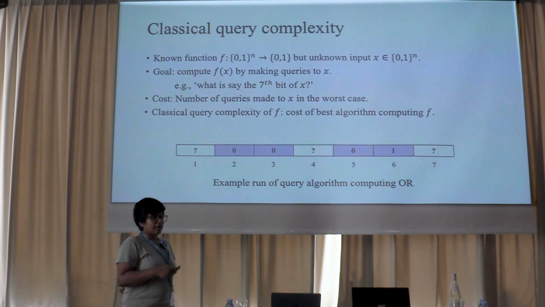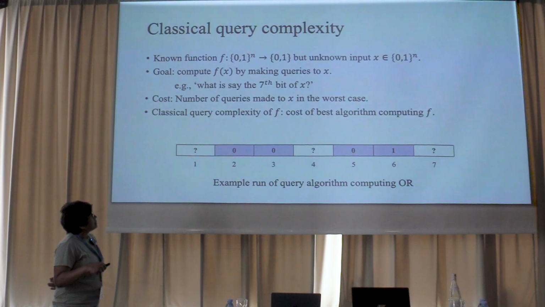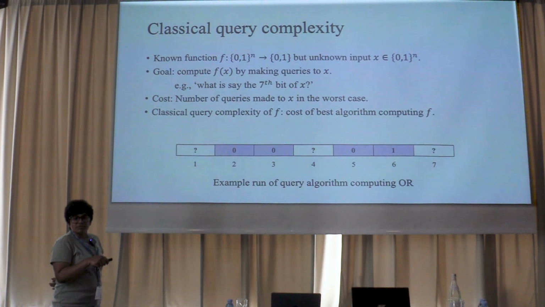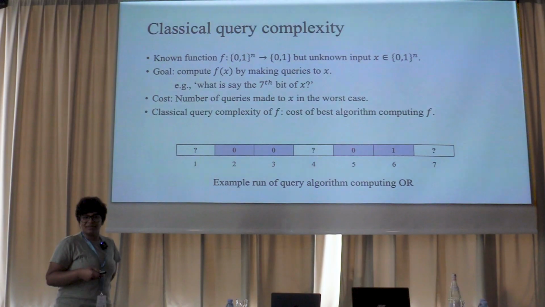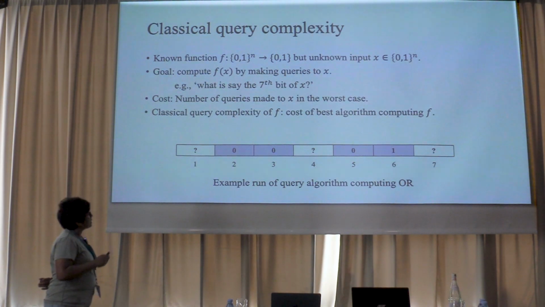Yeah, I'll need Omega(n) queries, because in the worst case I might have to query all the indices. Imagine my algorithm was querying sequentially, first asking x1, then x2, x3, and it's possible I'm in the input where until the last one, I don't know whether I'm in a 0 input or 1 input, right? So potentially I need n queries.